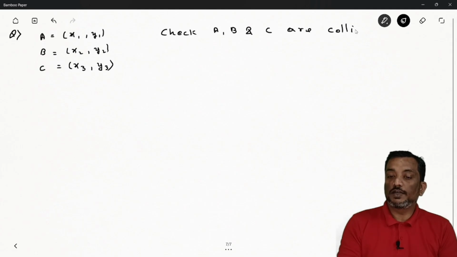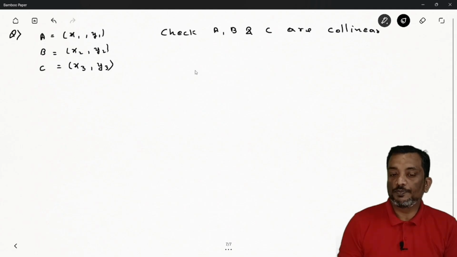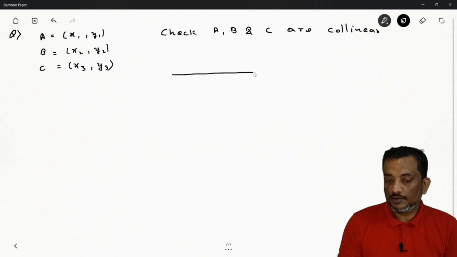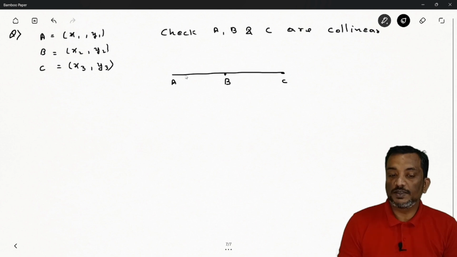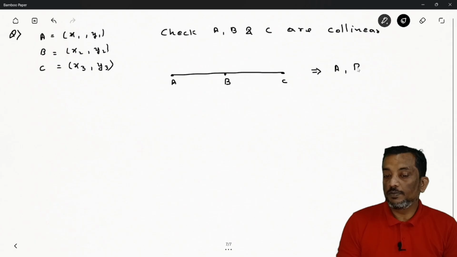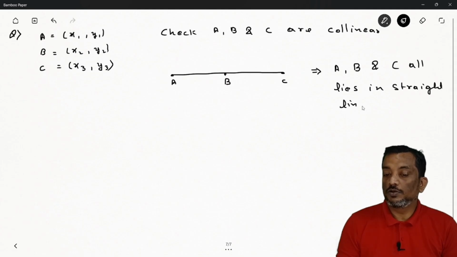First you have to understand what we mean by collinear. Collinear, if I say it simply, means a straight line. A straight line where A, B, and C all lie on the same straight line is called collinear.